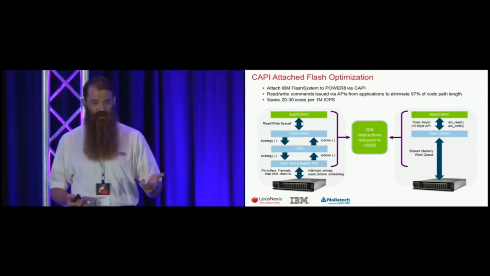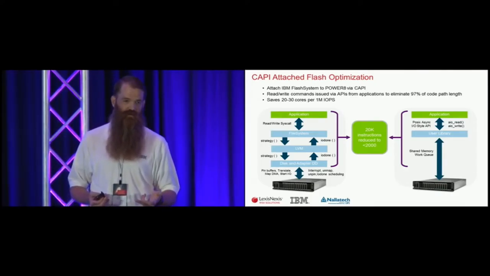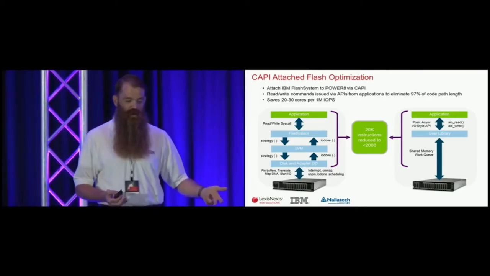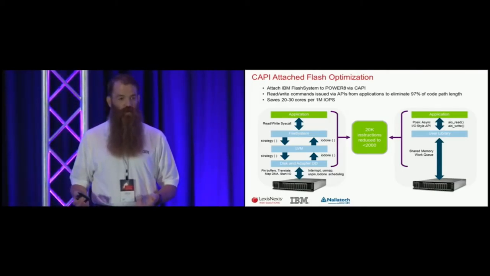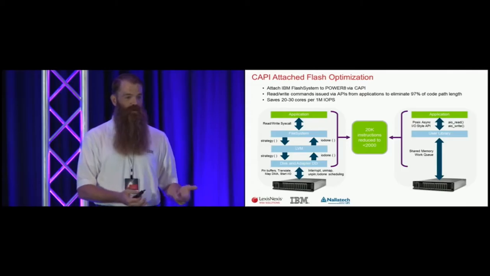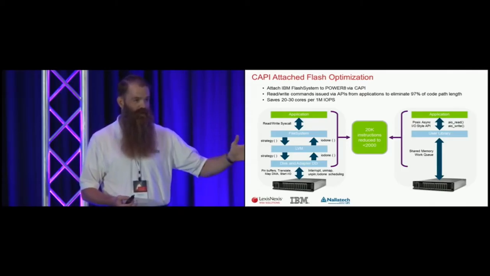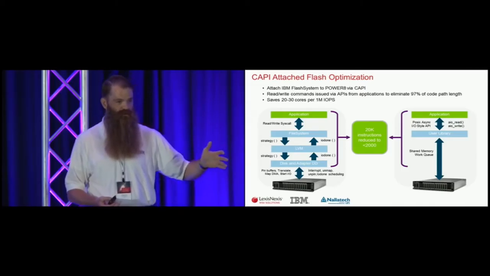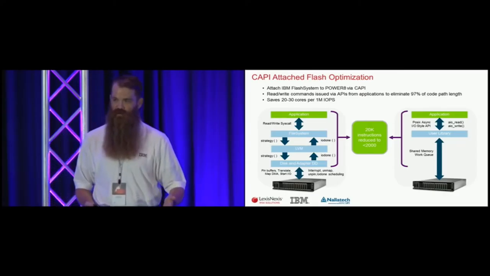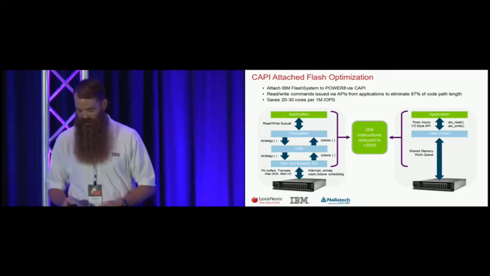So there are lots of benefits to that. One is code path. You reduce code path, you're going to increase performance. And also the ability to free up your cores to do the work that you want to do. Rather than managing your I/O devices and your storage for you, you free up your cores to do the real work that needs to be done.